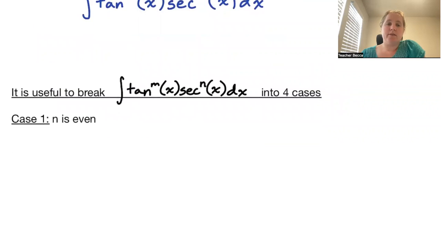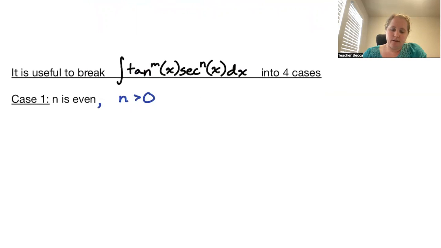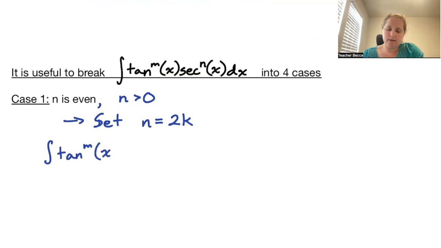So it's useful to break this particular type of integral into 4 cases. The first case will be the case where n is even, and in particular, we're going to do n is even and n greater than 0. So if we have n even, then we can set n equal to 2k. And so we have the integral of tangent to the m of x times secant to the 2k of x dx.